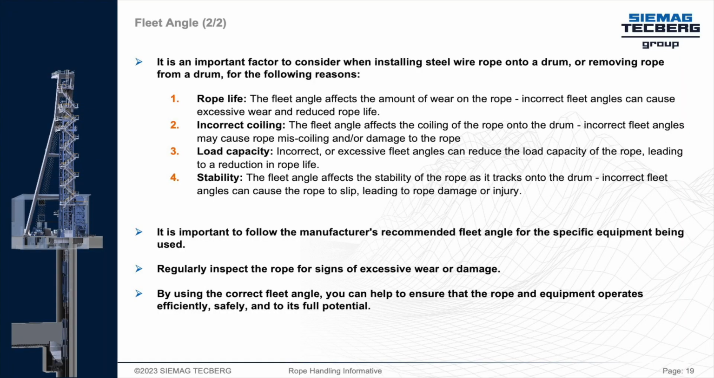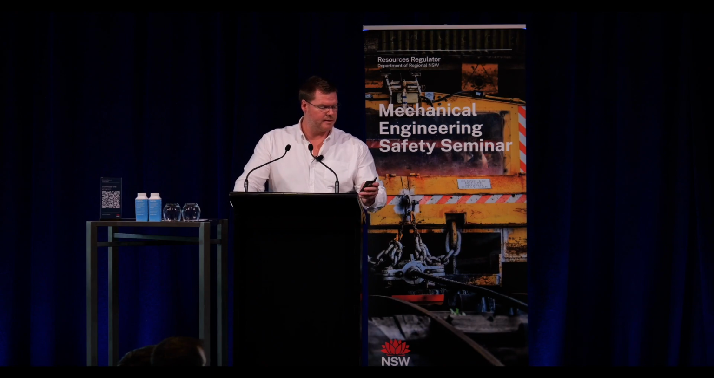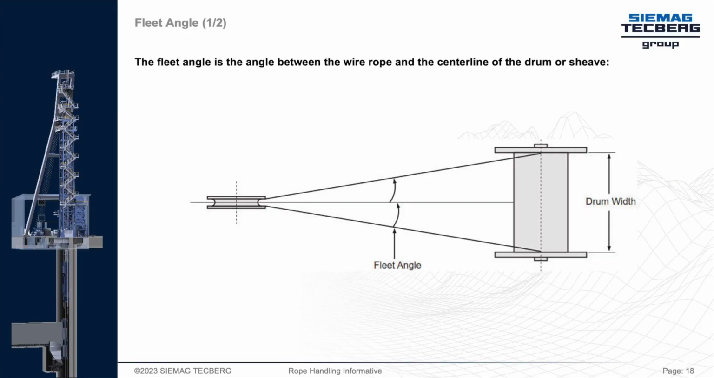So fleet angle is an important factor to consider when installing steel wire rope onto the drum or removing rope from a drum for the following reasons. As mentioned before, the fleet angle affects the amount of wear on the rope, because incorrect fleet angles can cause excessive wear, especially in these points around here and then here, but then also as the rope is going from one layer to the next and binding over and rubbing on itself.